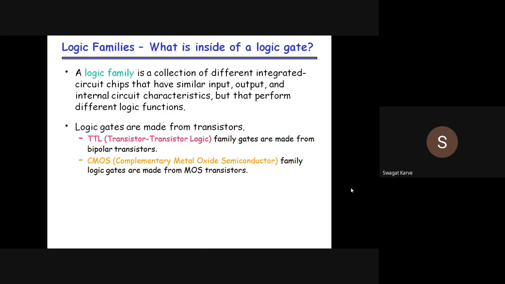And the third, the most recent and advanced logic family, is the CMOS family, complementary metal oxide semiconductor. That is the CMOS family logic gate, and again it is made up of MOS transistors only, but not NMOS or PMOS alone. It is a combination of NMOS and PMOS. So these are the mostly used and preferable logic families: TTL, PTL, and CMOS.